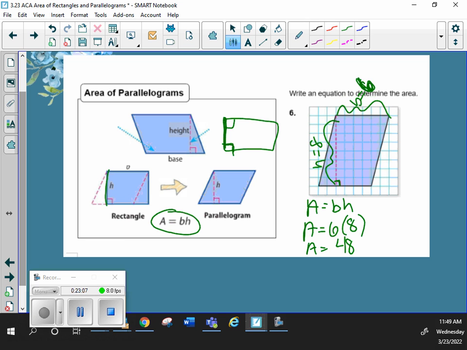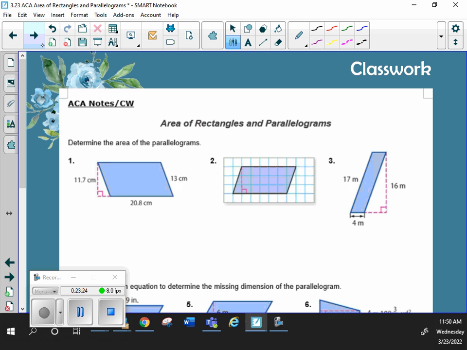Now for the units, it didn't tell me inches, it didn't tell me feet, it didn't tell me anything. So when it doesn't have it, you put units squared or square units. Whenever it doesn't give it to you, you say square units. Gucci? Okay, let me let y'all try a few on your own.